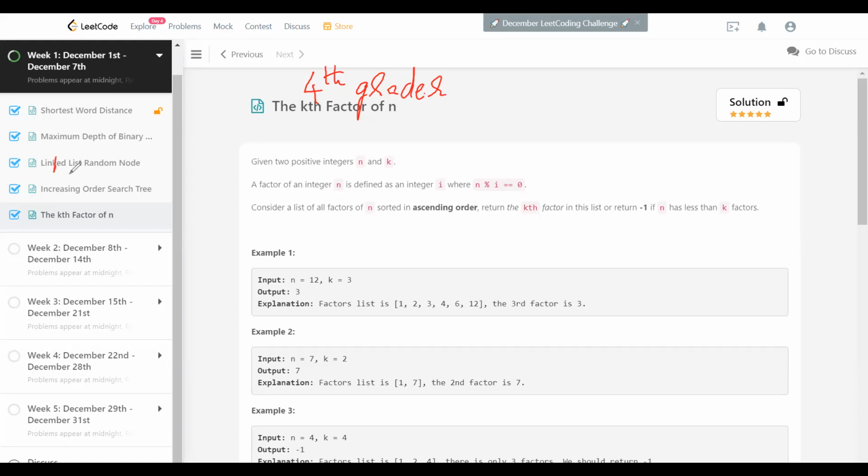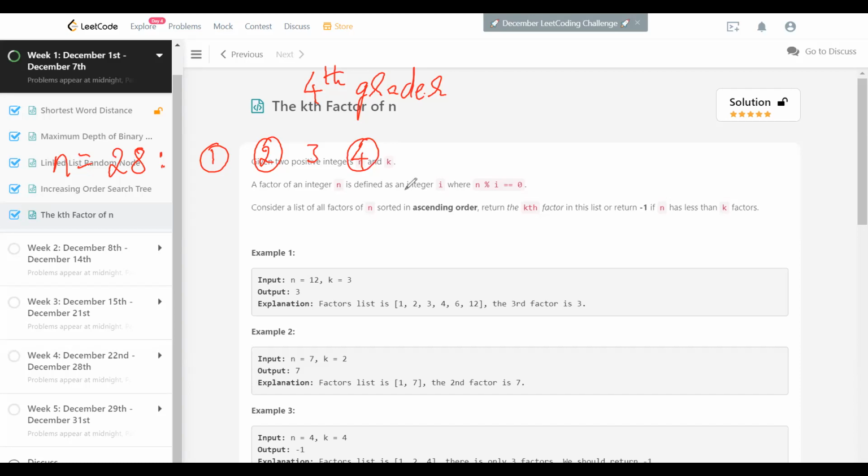Suppose n is 28. The way to find factors is, start with 1. 1 is always a factor, but let's still list it as the first factor. And keep looking for the next natural number. So 2. 2 divides 28, so 2 is also a factor. And then you check for 3. 3 does not divide 28, but 4 divides 28, so 4 is a factor.